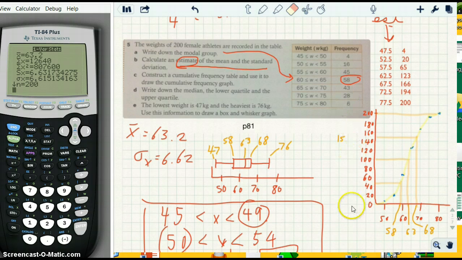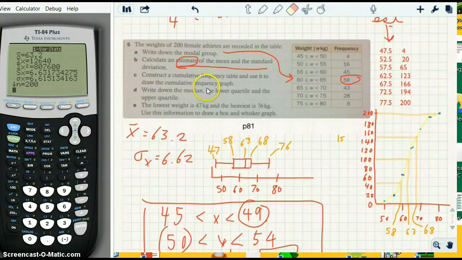Then you put that on the graph, and then you just graph each of those points. So for example, 80, which is the right boundary, maps to 200. And for example, 65 maps to 123. So if I take 65, I'm going to go up here, it maps to 123. Okay, so all those blue points are those points graphed. I draw a yellow line through them to show the cumulative frequency graph.